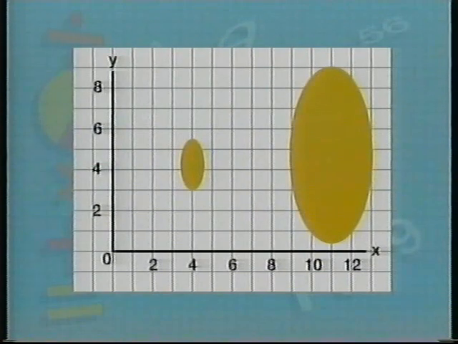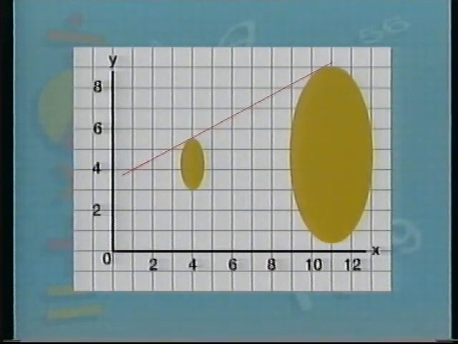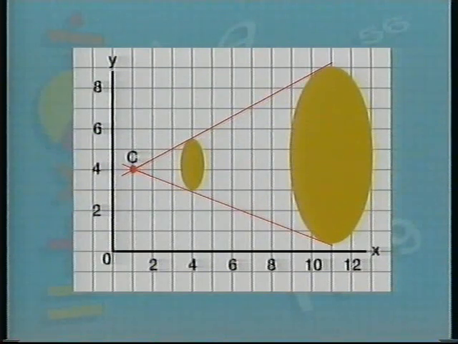You can also find out the centre of enlargement. Draw a line joining the corresponding points on the object and the image and extend it. Draw another line through a corresponding pair. Where the lines cross, that's the centre of the enlargement.